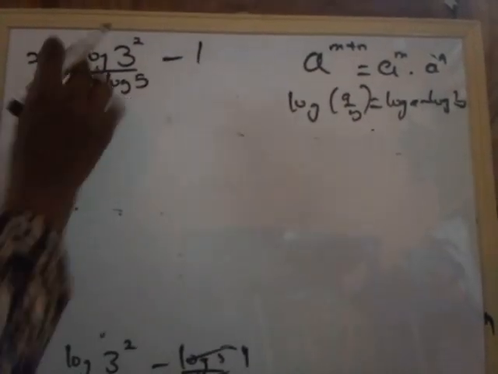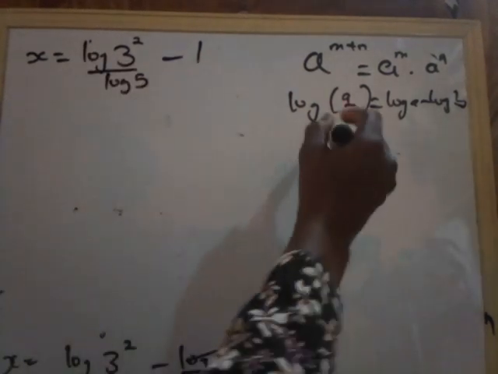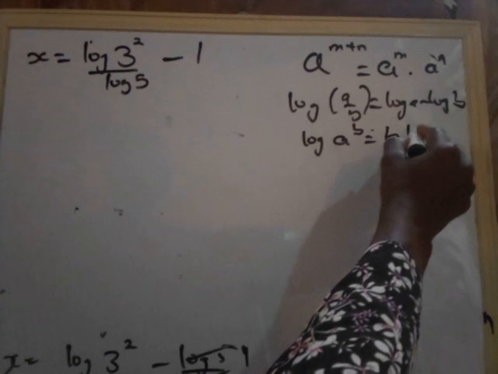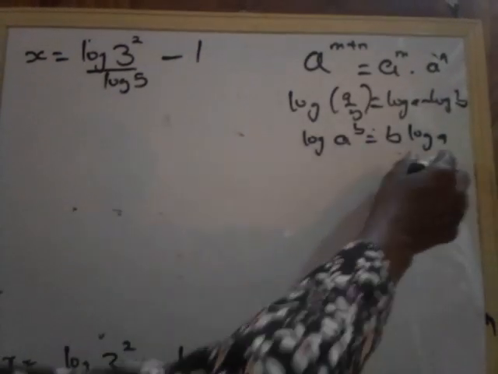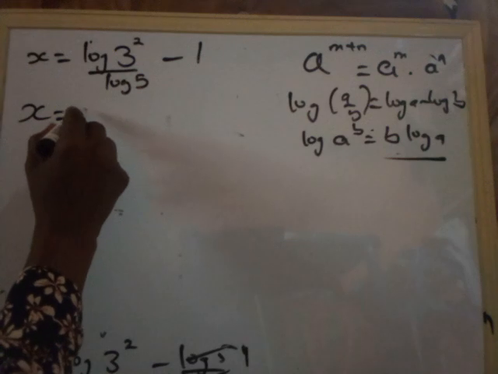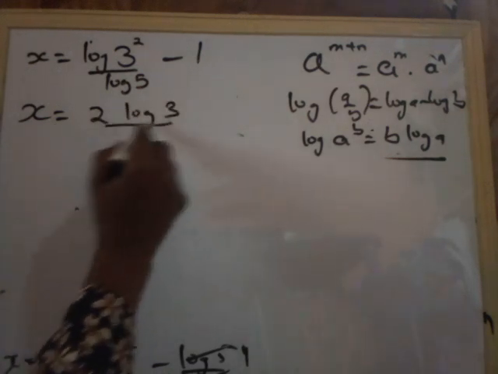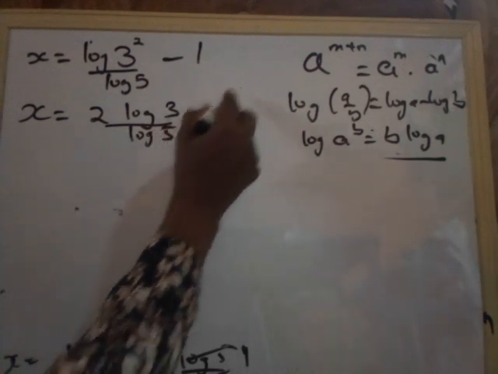So we're having this. So we are still going to apply the power law of logs. We say that when you have log a raised to power b, it's going to be b multiplied by log a. So we are applying this log law. So we have x is equal to what? 2 log 3 over log 5 minus 1.